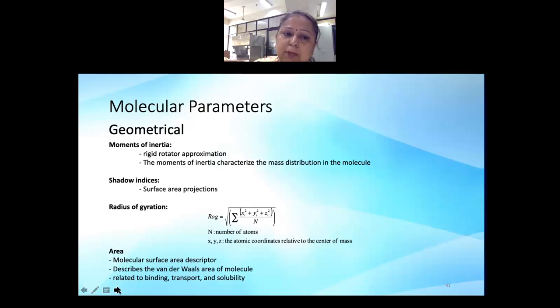What is an iso compound, what is a neo compound, whether the compound is cyclic, and so on. Now there are geometrical parameters. If you want to find the moment of inertia, you use the rigid rotator approximation, and the moment of inertia characterizes the mass distribution in the molecule. You calculate shadow indices and find the radius of gyration and area, which is a molecular surface area descriptor. This may describe the van der Waals area of the molecule. It is related to binding, transport and solubility.